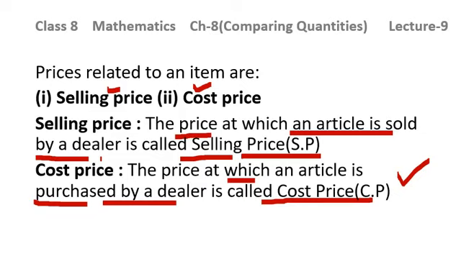What do you mean by selling price? Simple, as the name indicates, the price at which an article is sold by a dealer is called selling price. Cost price, the price at which an article is purchased by a dealer, is called cost price. For example, if you have purchased any article for rupees 900 and you are selling that particular item for rupees 1000, so in this case 900 is your CP, that is your cost price, and 1000 rupees is your SP, that is your selling price.